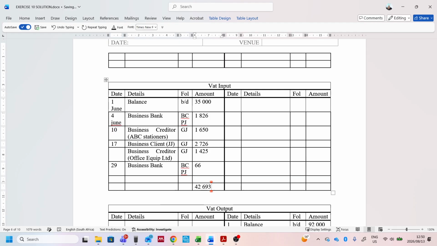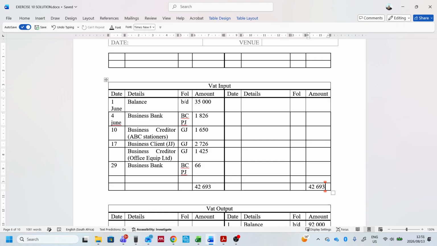42,693. So remember on the other part, they told us we need to close off the VAT account to what? To VAT control. Once you have this amount of 42,693, this is the amount now we can transfer to our VAT control account. In order to transfer this, since this account is always debited, you credit this account so that you take this balance off from this account.